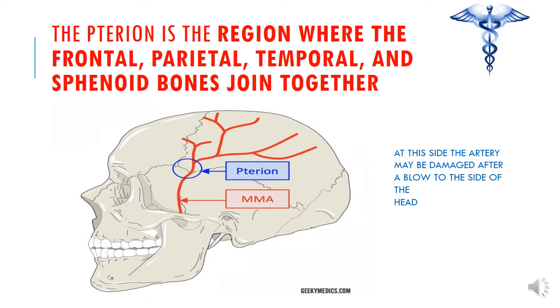Now at this side the artery may be damaged after a blow to the side of the head. If in case a blow is there on the side of your head, there are major chances that your middle meningeal artery may get damaged. This pterion is formed by the union of the frontal, parietal, temporal and sphenoid bones, right?